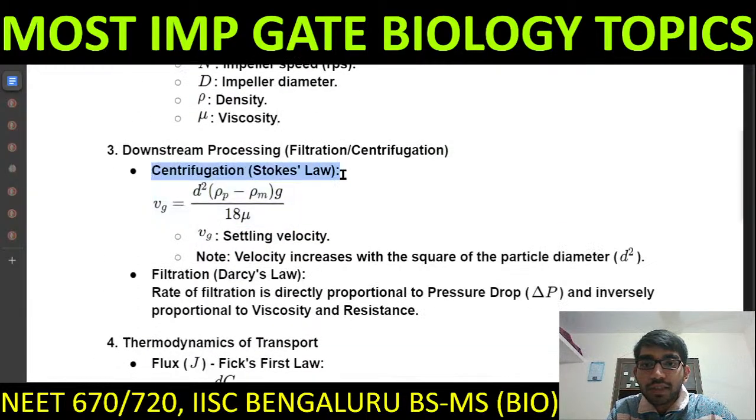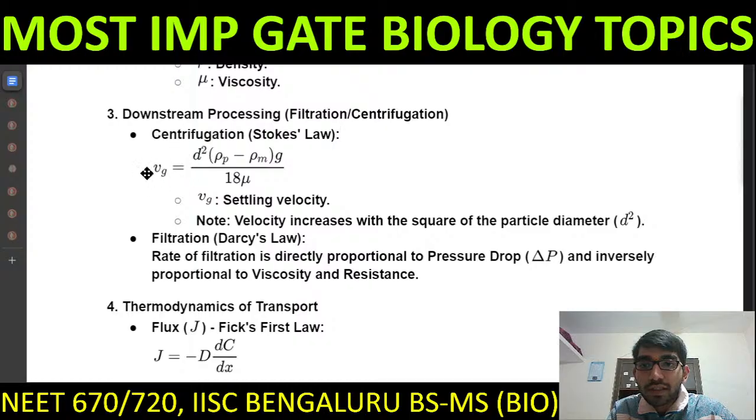Then for centrifugation, remember Stokes law: settling velocity equals d square times the difference in the densities times g, divided by 18 eta. You can write eta here, or mu. So this is delta rho g d square divided by 18 mu. This is the settling velocity. Velocity increases with the square of the particle diameter. If the particle becomes larger, the velocity will also be higher.